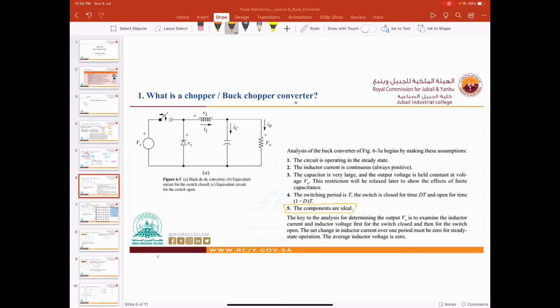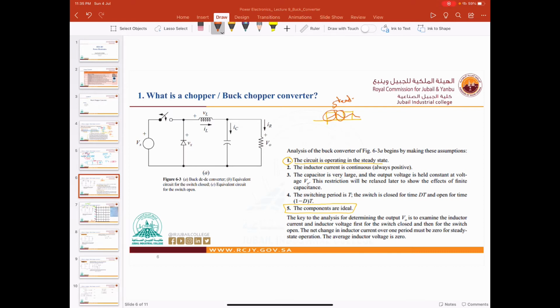The second assumption is this: the circuit is operating at steady state. What do I mean by steady state? You remember, this is our signal. This is on, off, right? If the inductor is charging, it will take time to charge. So it will go like this: time on, time off, time on, time off. So charge, discharge, charge, discharge. As you can see, the time of charging is equal to the time of discharging, so this time is equal to this time. This is called steady state.